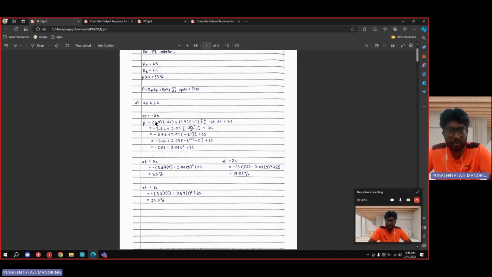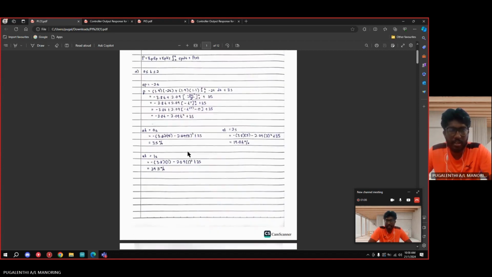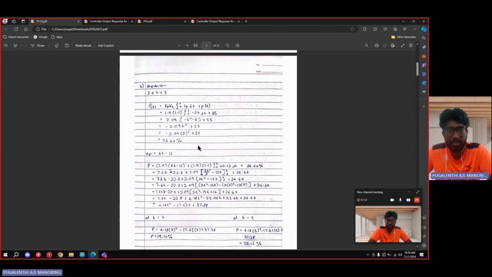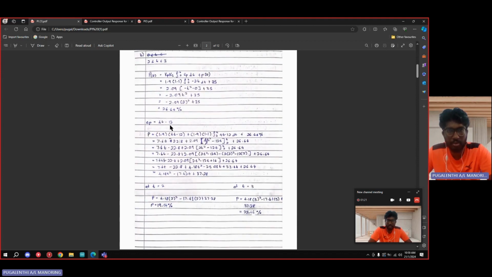For my first part, I got EP equal to negative 2t. This EP I've taken from the previous part, which is done by substituting the gradient, which is y plus c. And for PI, the values should be the same. For example, at 2 seconds, I got 19.04 percent. And when I do the next part, for EP equals 40 minus 12, my t is still the same, 15.04%.